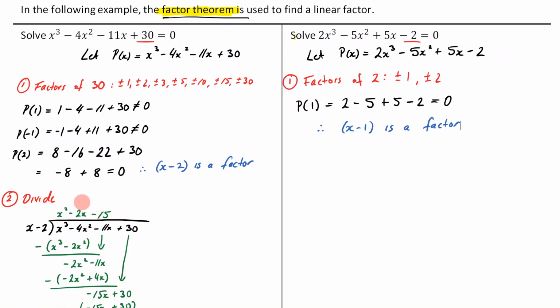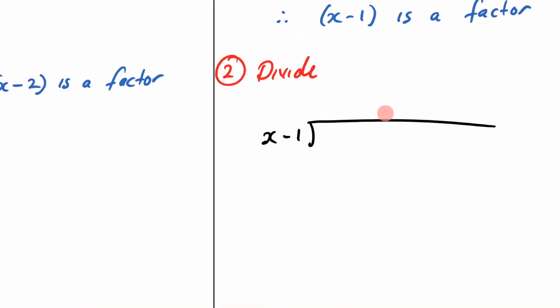The next thing that we do is we divide to find out other factors. So I'm going to quickly write that down. Our step number 2 is going to be divide. So this is where we do a bit of polynomial division. So let's set this up. I'm going to get x minus 1 here. We don't need to put a bracket there, do we? So let's just get rid of that. I've got x minus 1. Now I'm just going to write down what I have here, and I might zoom in to do this. So what I have here is 2x cubed minus 5x squared plus 5x minus 2.